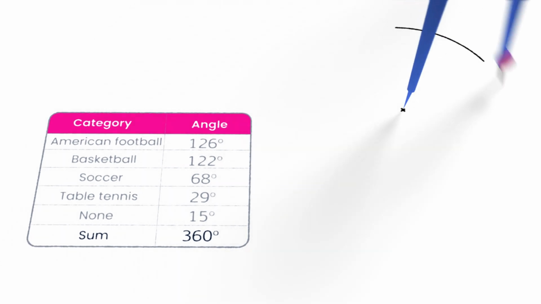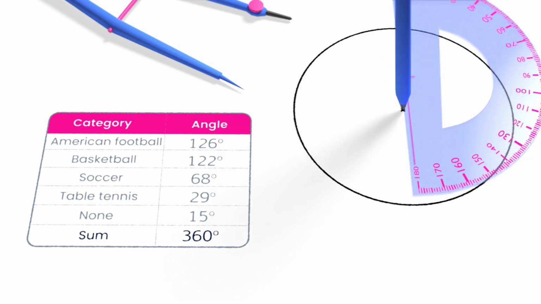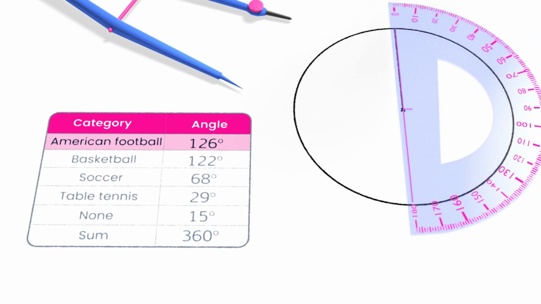Start by drawing a circle using your compass. Then draw a line from the center to a point on the circle's edge. It does not matter where. Now the fun begins. Place the center of your protractor on the center point of the circle. Align the bottom line of the protractor with the line you just made. You'll start with the first category, which is American football. Then work your way down through the table.